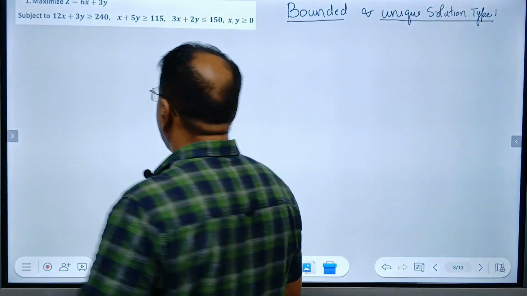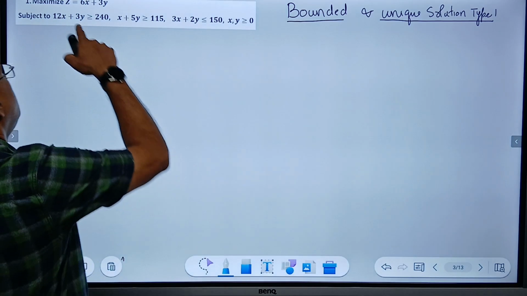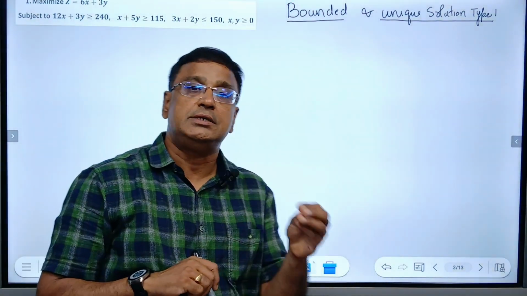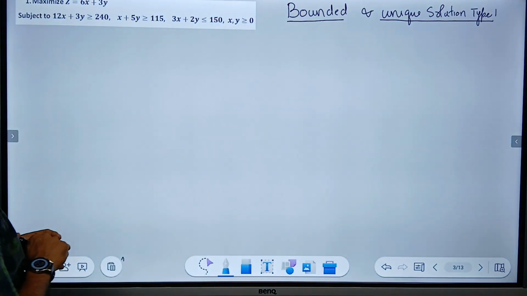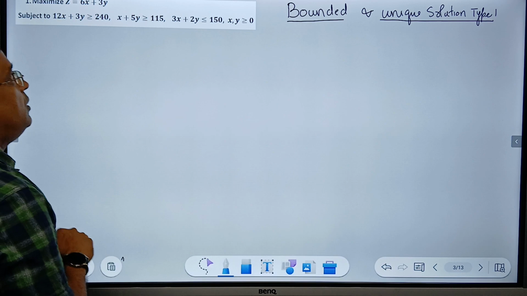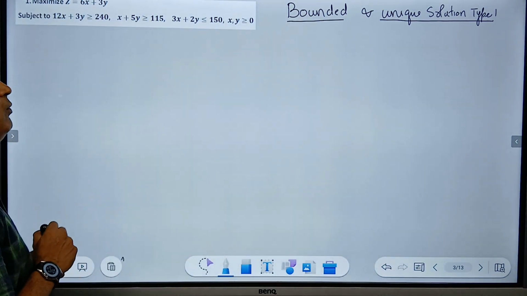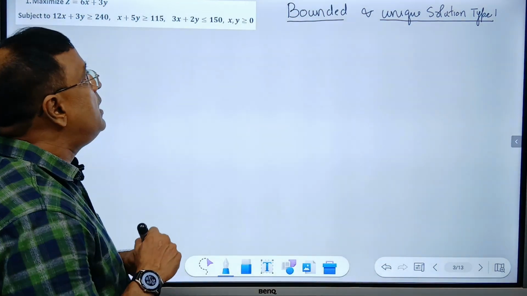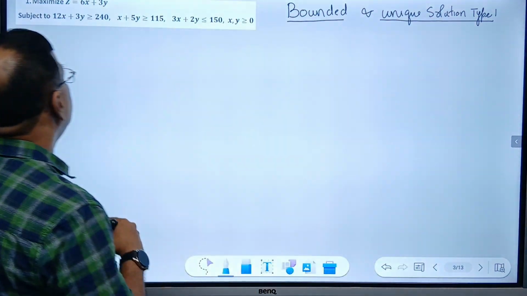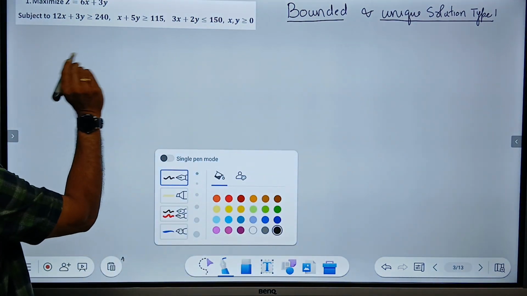Okay, now if you notice this problem very carefully, it has an objective function. What is the objective function? Maximize z equal to 6x plus 3y, subject to the constraints. There are 3 constraints given: 12x plus 3y greater than or equal to 240, x plus 5y greater than or equal to 115, and 3x plus 2y less than or equal to 150. Now how do I do these problems? Very, very simple. Just watch this. It's only time consuming, but otherwise it's not difficult.